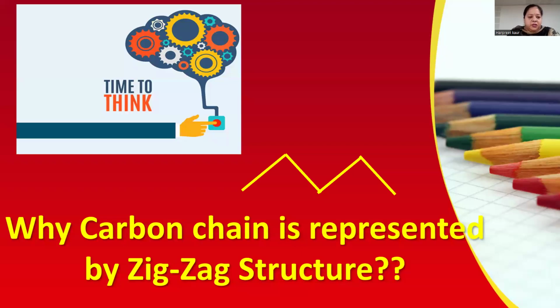Now, another point. When we draw the structures for the IUPAC system of naming, the carbon chain is represented by a zigzag structure. Zigzag lines are shown to show the carbon chain. Why is the carbon chain represented by a zigzag structure? Anyone? Why is the carbon chain represented by the zigzag structure?